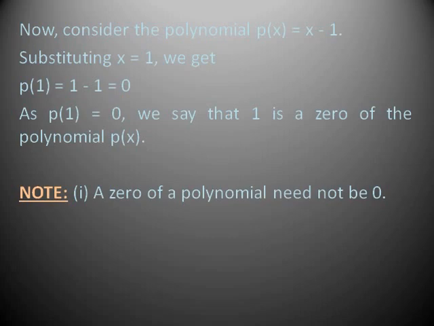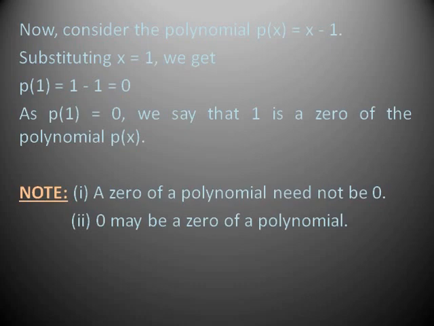Now you have to make a note, or you have to remember some important point, that a zero of a polynomial need not be 0. Okay, by the name zero of a polynomial, don't be confused that the value of x is 0. Actually it can be any value. Also 0 may be a zero of a polynomial, means we can have the whole number 0 as a zero of a polynomial.